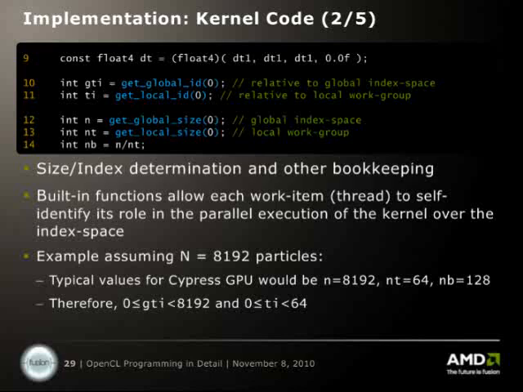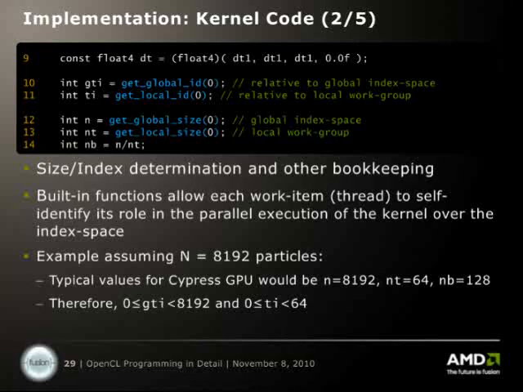So GTI is providing the global ID, which is where it fits into the global index space, whereas in line 11, we're getting the local ID. So this is the ID of the thread or work item relative to the local work group. This is its local ID. Then on lines 12 and 13, we're just simply getting the size of the global index space and also the size of the local work group.